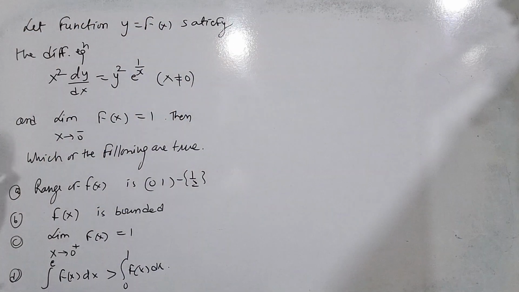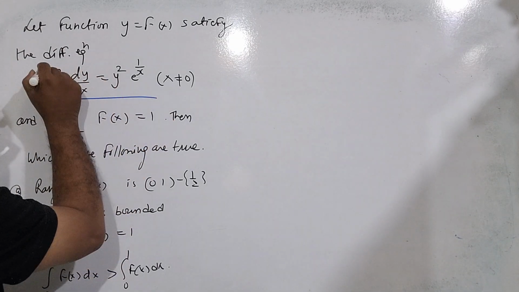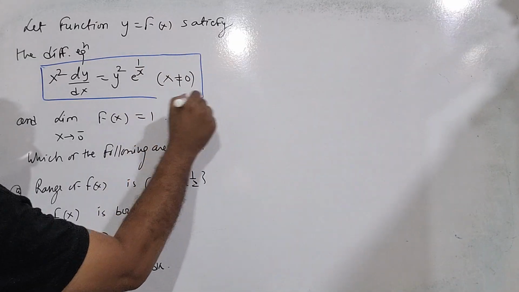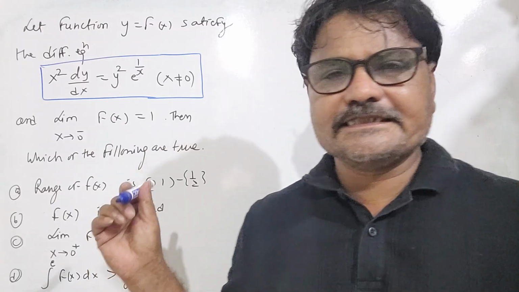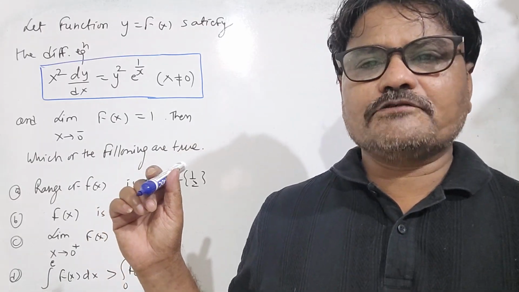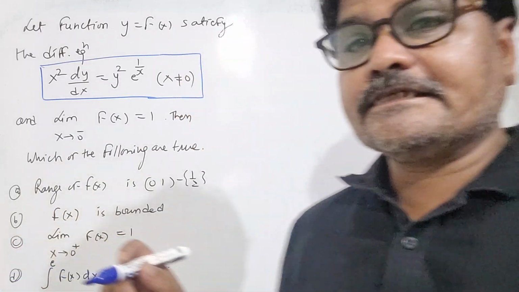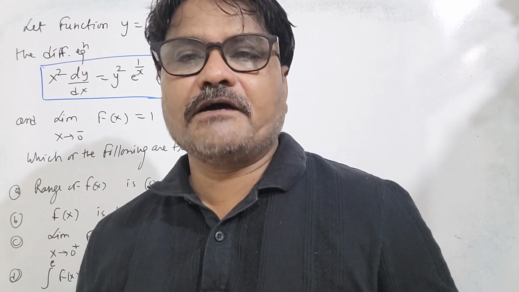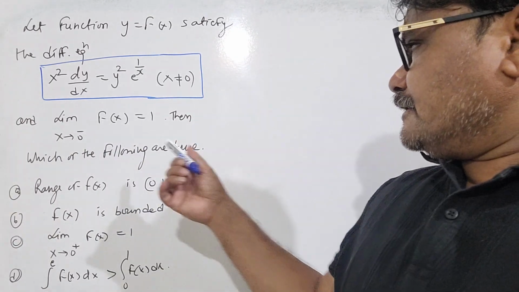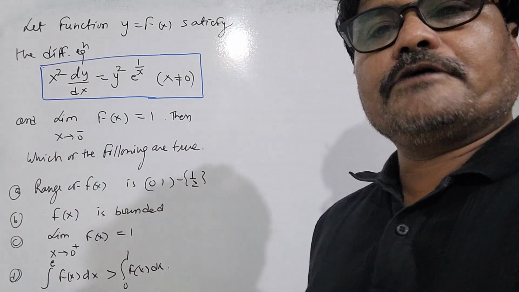See, the question says let the function y = f(x) satisfy the differential equation. This is the differential equation. So definitely we have to find the function first, by solving this differential equation, and see what kind of function that will be. We will see that the function is formed by using y = e^(1/x). Now, it is given that the limit as x tends to 0 negative of f(x) is equal to 1. Okay, this limit is given.